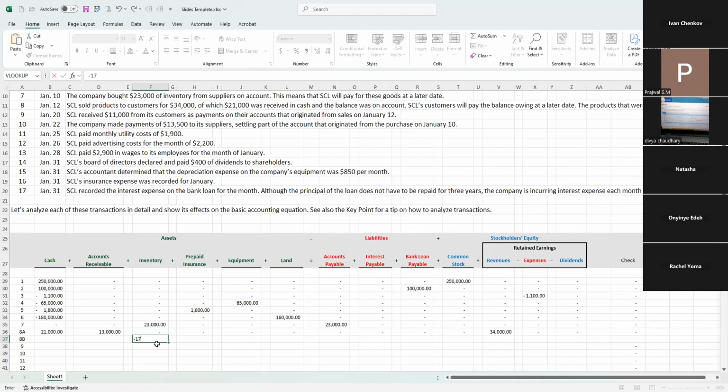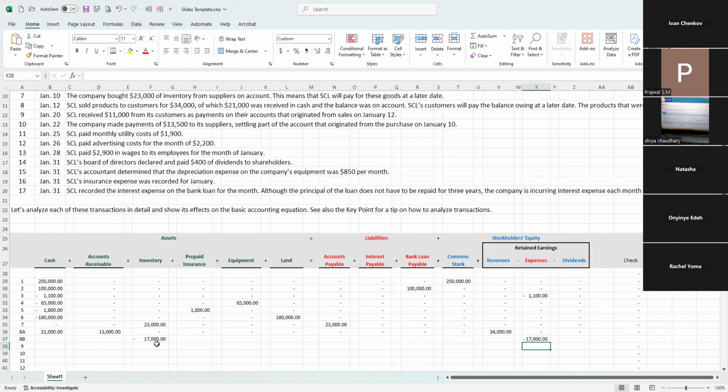Now the inventory is going to go down. And that is going to go where? To expense. My expenses now are going to go up with $17,000. At this point, do I know how much income I generate on this sale? Revenue minus expenses. So how much do I get? $17,000. Yes.